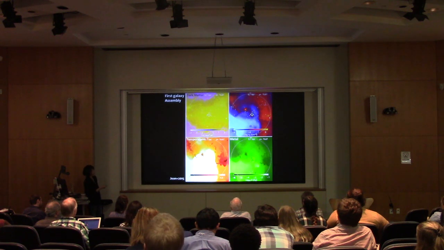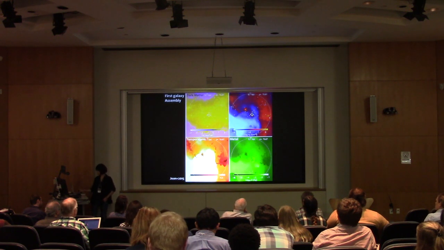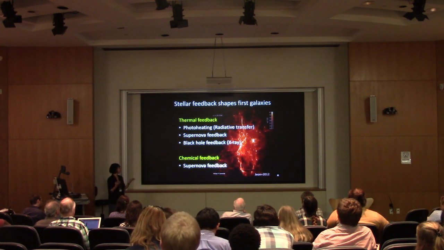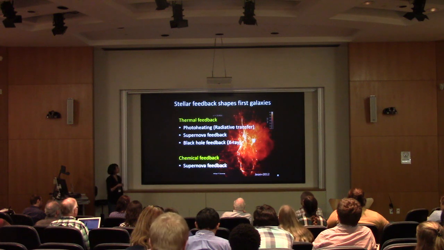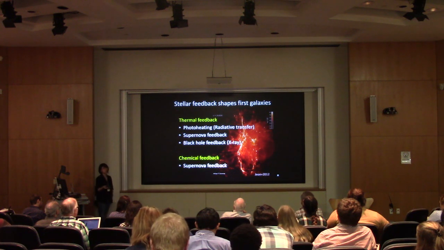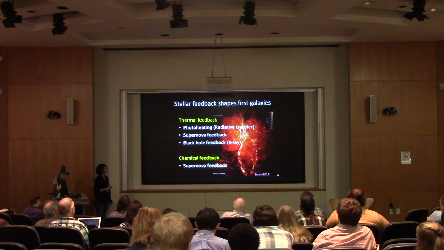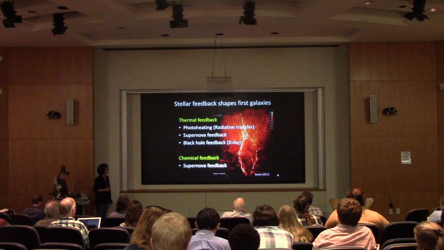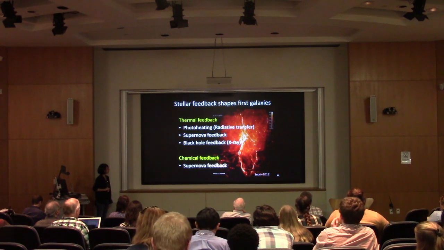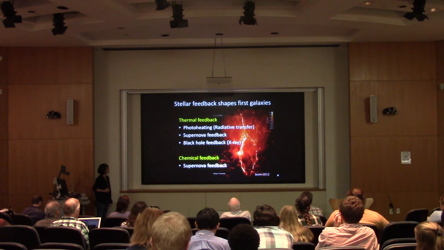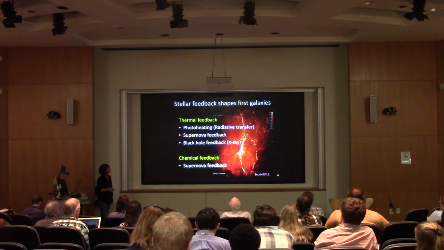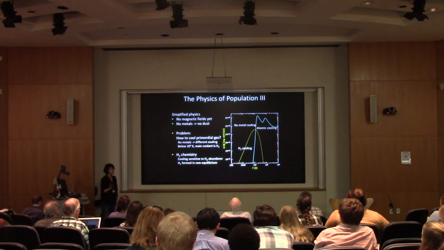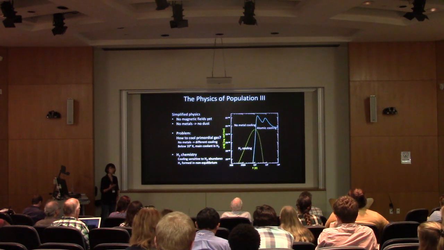I'm going to explain this galaxy in more detail. You can see that while forming one single galaxy, there are so many things going on. That is due to the feedback from population 3 stars, like thermal feedback such as photoionization heating, supernova feedback, black hole feedback, and we also have to follow the chemical abundances ejected from the supernova feedback.